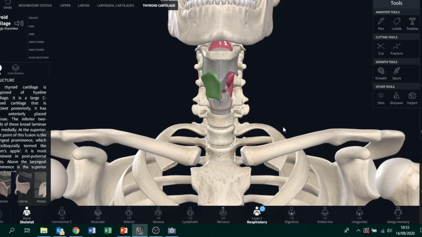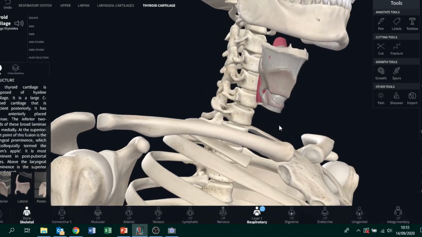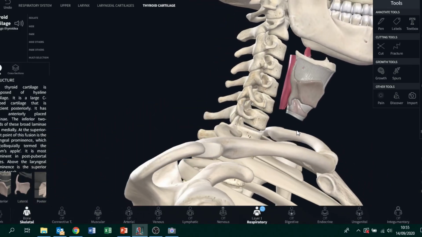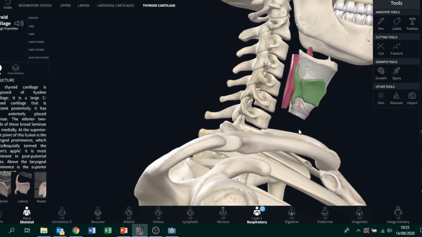So I'm going to use this app here, which is called Complete Anatomy. We can see the larynx here on the neck, and you can see the nice position of the larynx here. And so here's the hyoid bone, here's the thyroid cartilage, and here's the cricoid cartilage. So this is looking from a lateral view, and we can see the laryngopharynx sitting behind here.